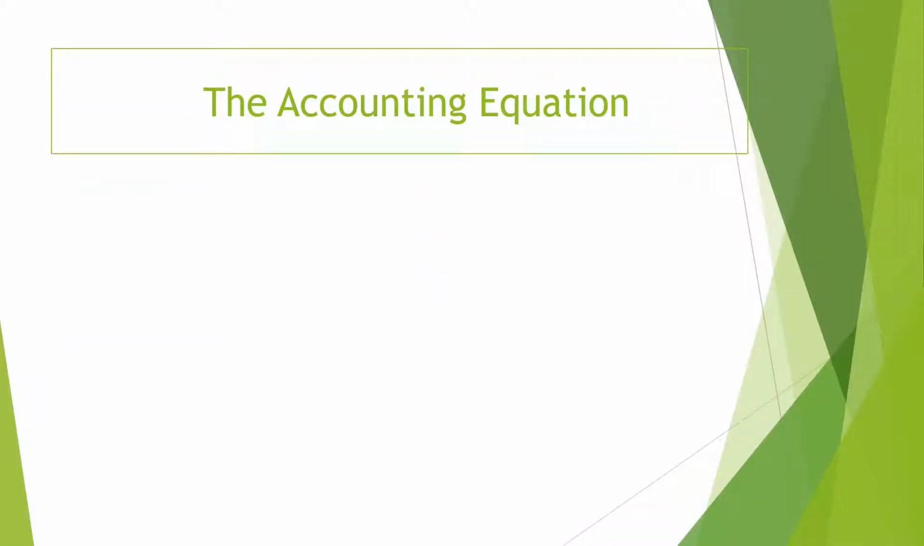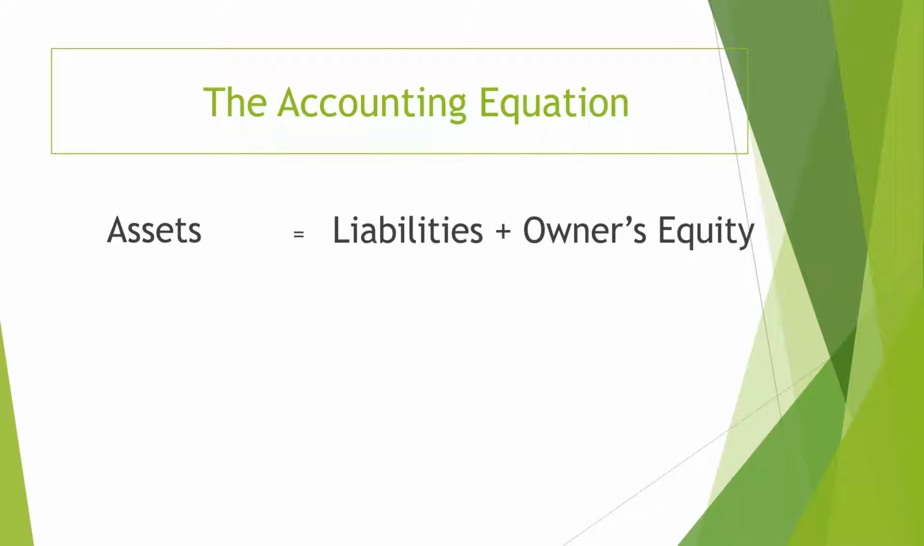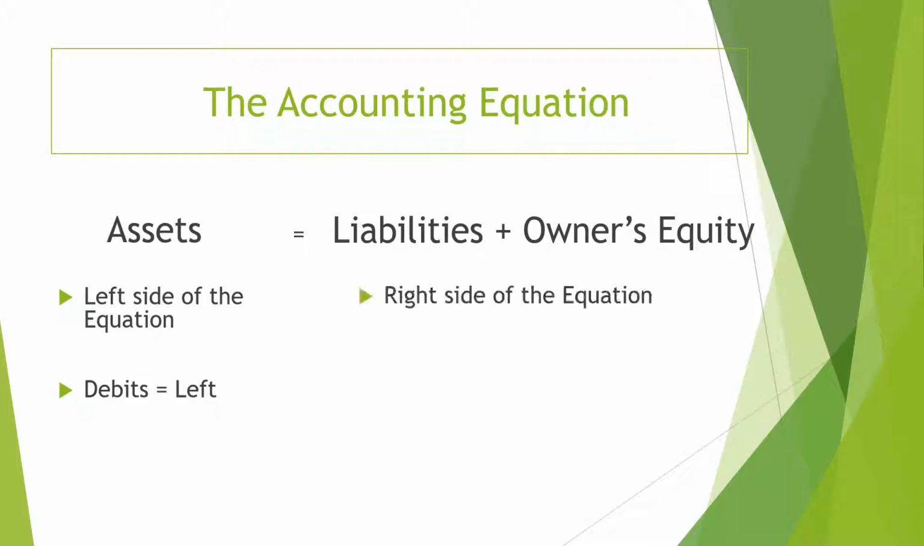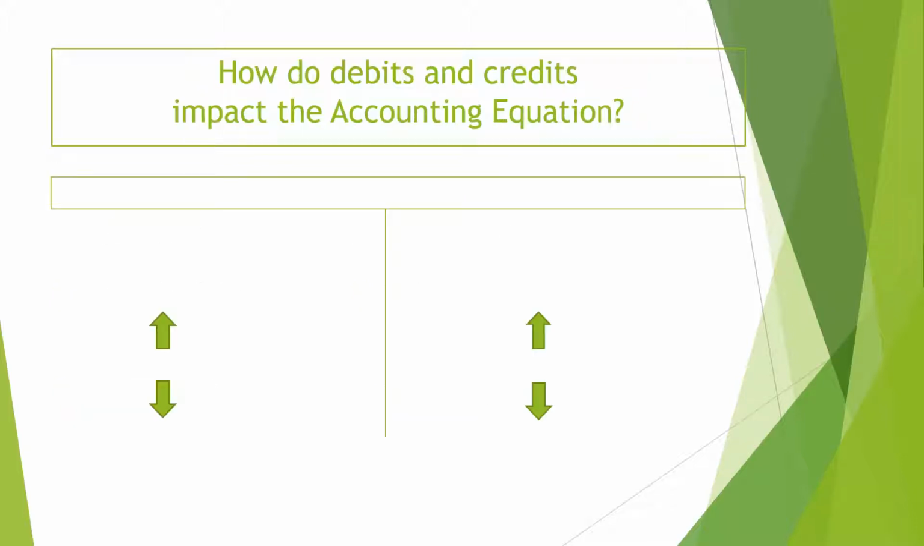So we've learned what debits and credits are. They're left and right. Now we're going to learn the accounting equation. It is assets equal liabilities and owner's equity. So everything on the left side of the equation, all assets, carry a normal debit balance because, again, they're on the left side of the equation. On the right side of the equation, we find liabilities and owner's equity, and therefore they carry a normal credit balance because they're on the right side of the equation. Again, sticking to debits are left, credits are right.